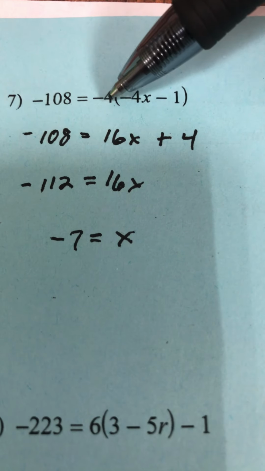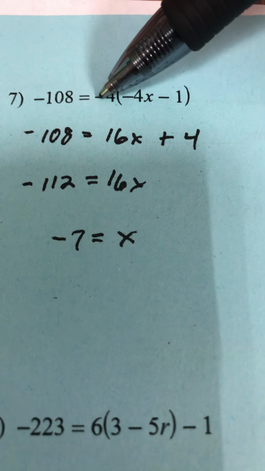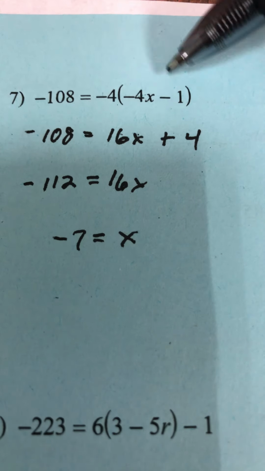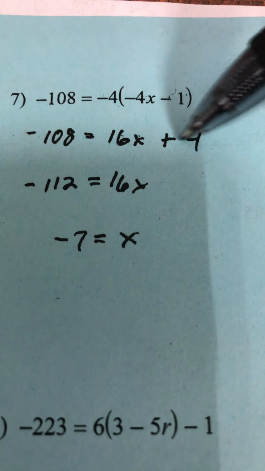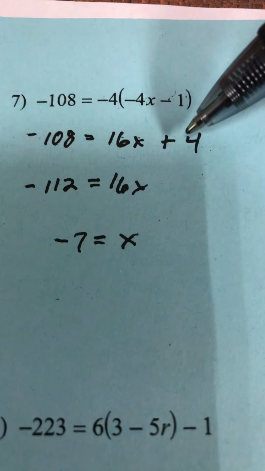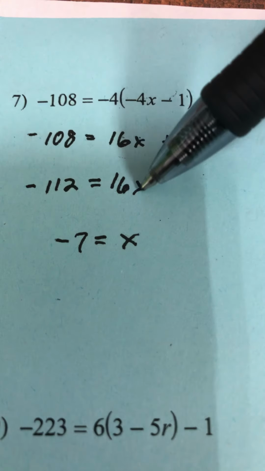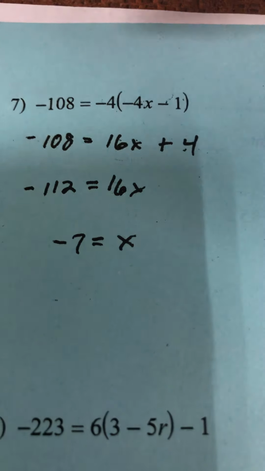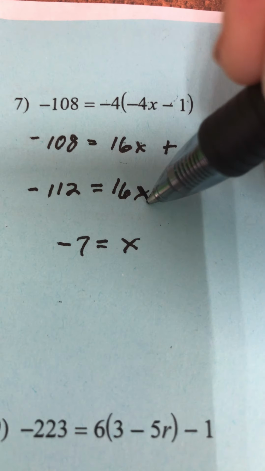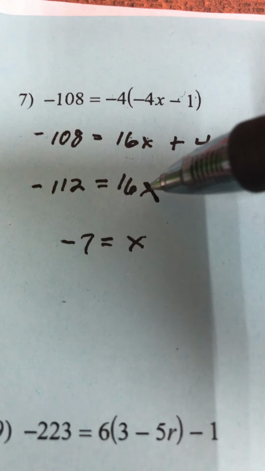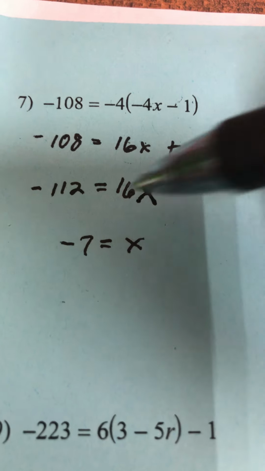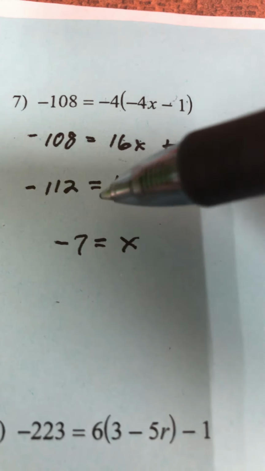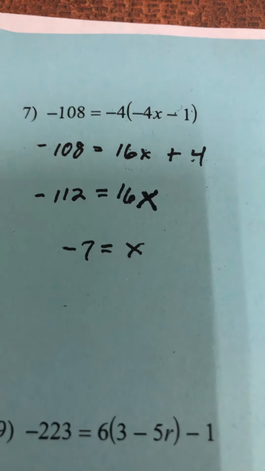I'm using the distributive property, so this negative 4 times negative 4 became the 16x, and this negative 4 times the negative 1 became a positive 4. And then I subtracted 4 from both sides. I end up with negative 112 equals 16x. Then I divide both sides by 16, and I get negative 7 equals x.